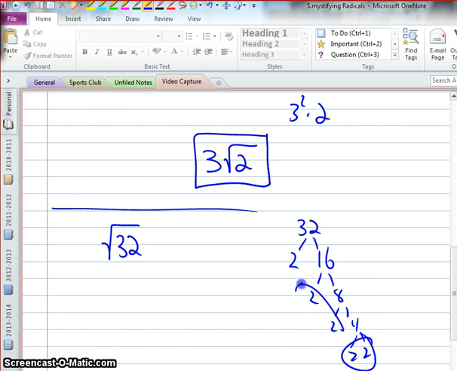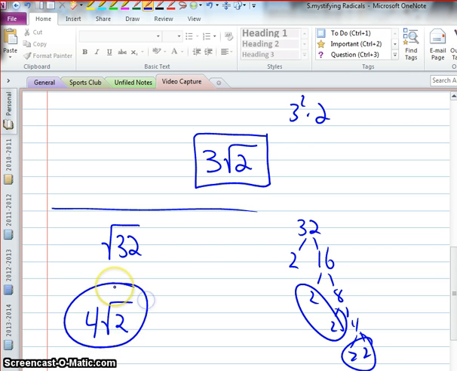So I've got a pair of 2's and another pair of 2's. That means 2 different 2's are coming out, so 2 times 2 is 4, leaving a 2 inside.